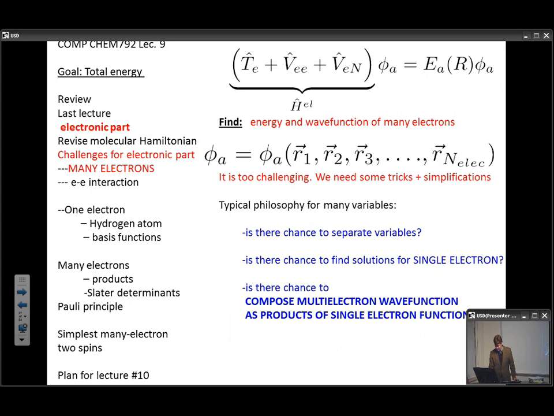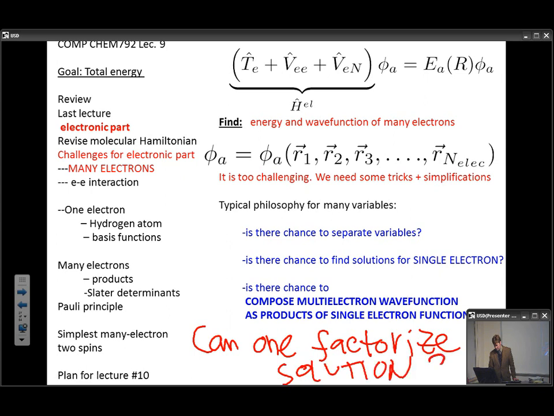Can the solution be factorized? Well, if it would be possible, maybe with some approximation, then the very appetizing approach is to solve the equation only for one electron, with maybe some additional terms in the equations, and then compose this multi-electron wave function as a product of one-electron functions, which is very possible.